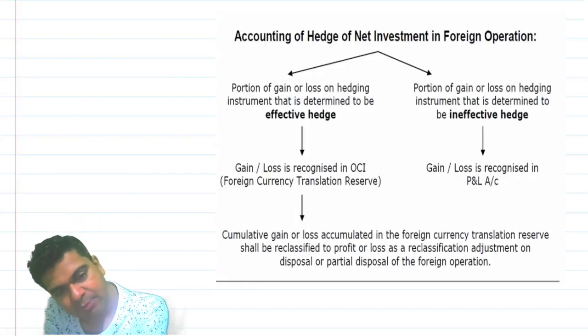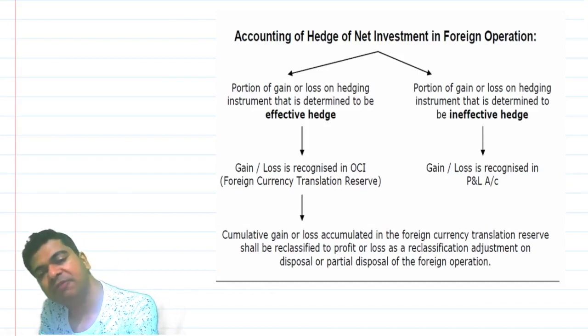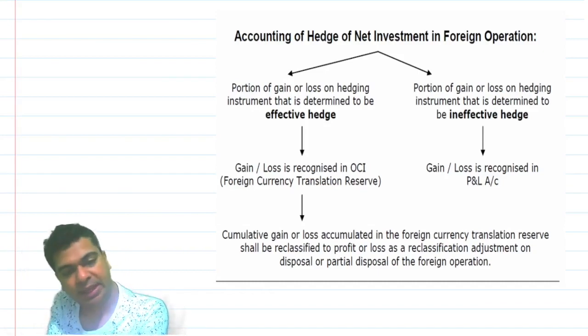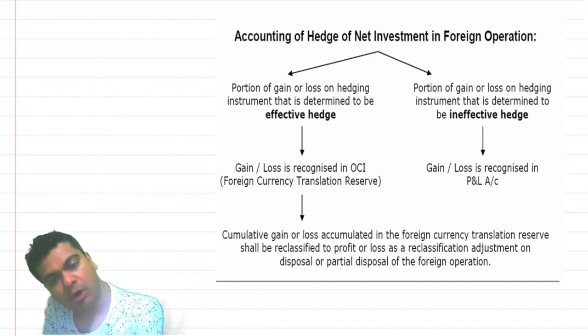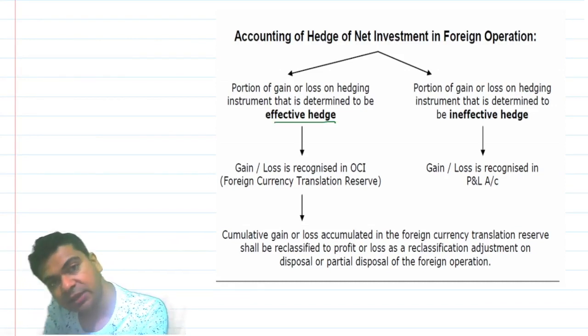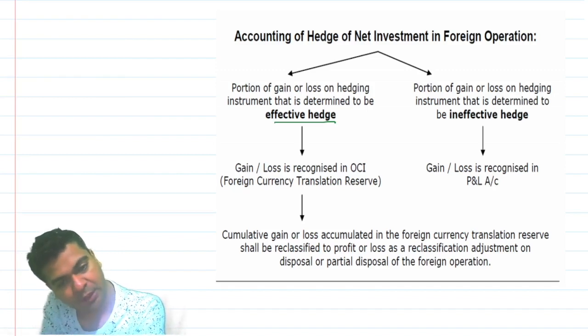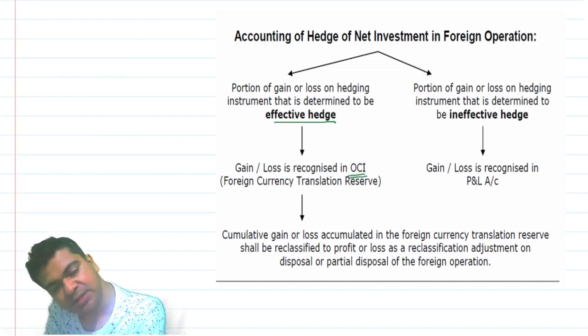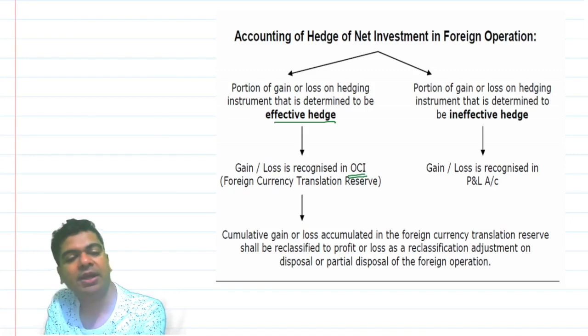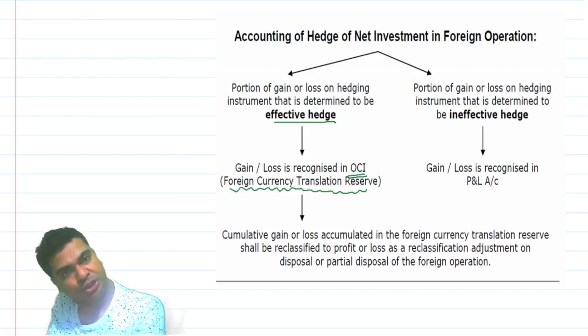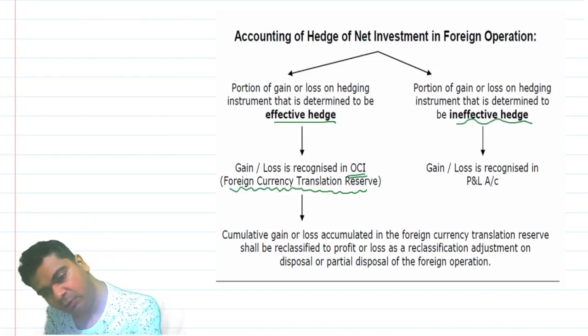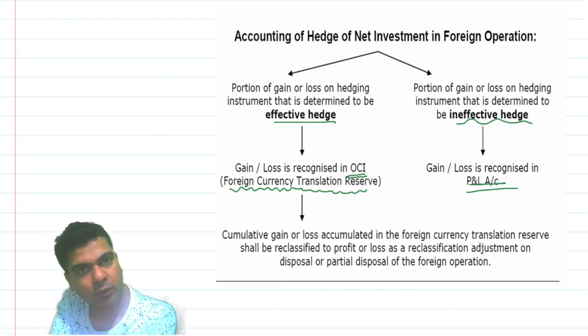And the final type of hedge, yes, the accounting of hedge of net investment in foreign operation. They are saying portion of gain or loss on the hedging instrument that is determined to be effective hedge. This is very much like the cash flow hedge treatment. If it is effective, you should recognize that in OCI. In OCI, we will create a foreign currency translation reserve. And if it is ineffective, it will go to the profit and loss account.